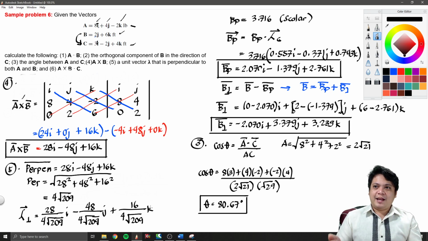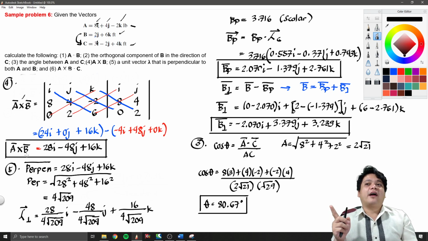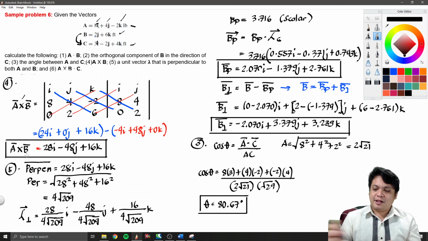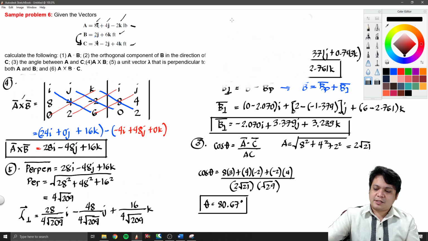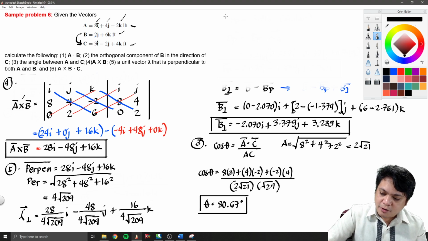Okay? So again, the cross product of A and B is actually a perpendicular vector, not necessarily C. It is perpendicular to both A and B. So with this, let's take it: we will have a perpendicular vector.